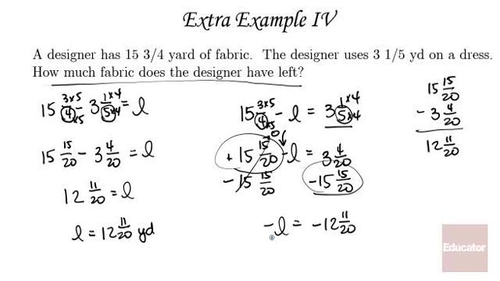And we want to get rid of the negatives, so I'm going to multiply by negative 1, because when you multiply by 1, the value won't change, but the negatives will give us the positives that we're looking for. And both ways we get the same answer, 12 and 11 over 20 yards. So that's how much the designer has left over.